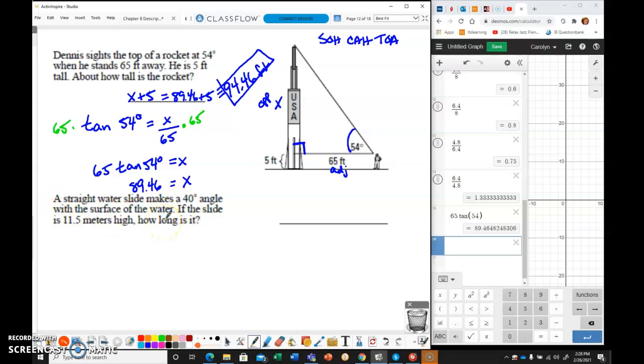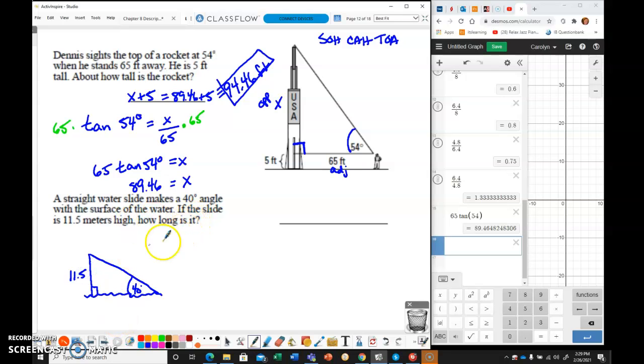This one doesn't have a diagram, so it would be good for us to draw a diagram. A straight water slide makes a 40-degree angle with the surface of the water. Okay, so we have the surface of the water here. We have a slide that comes down here into the water, and it says it makes a 40-degree angle. And let's say this is the ladder piece right here, which is at 90 degrees. It's on the sidewalk. It's not actually in the water. So with the surface of the water, the slide is 11.5 meters high. So that goes here, 11.5 meters high.